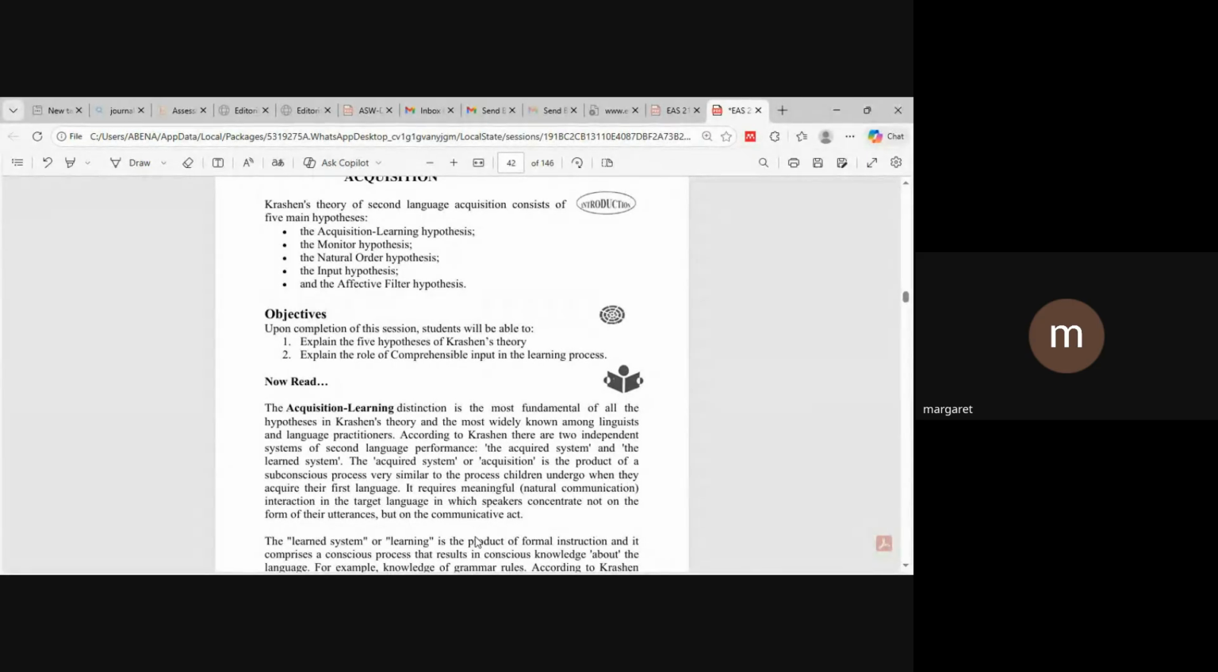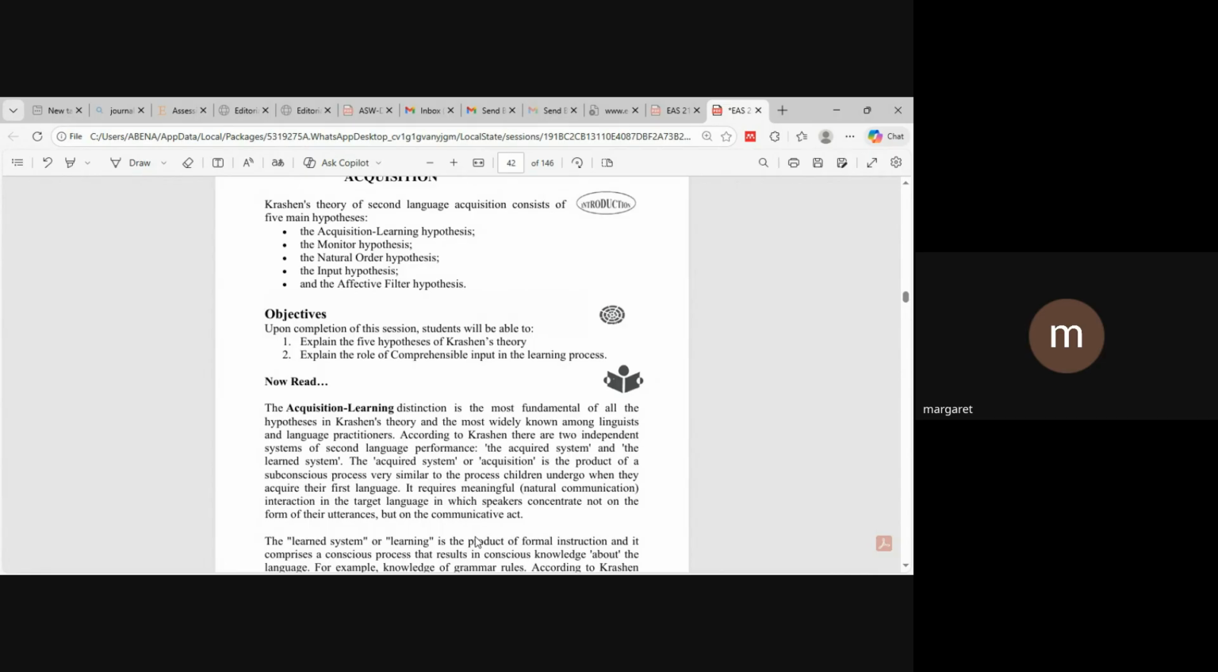Now, the first one, the acquisition learning hypothesis. You can see two things there, acquisition and learning. Krashen is saying that there are two issues here, language acquisition and language learning, and there are some distinctions between them. When we say language acquisition, we are talking about the natural process by which a person gets to know a language.